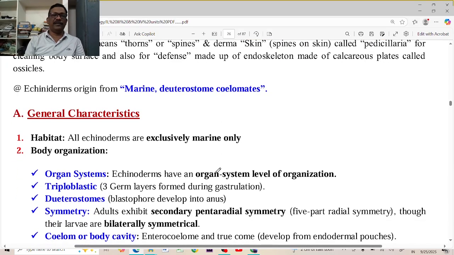Echinodermata originated from marine deuterostome coelomates. Billions of years ago, these echinoderms originated from the marine deuterostome coelomates. There are many special characters we find in them which are not present in the remaining non-chordates. We will discuss them.